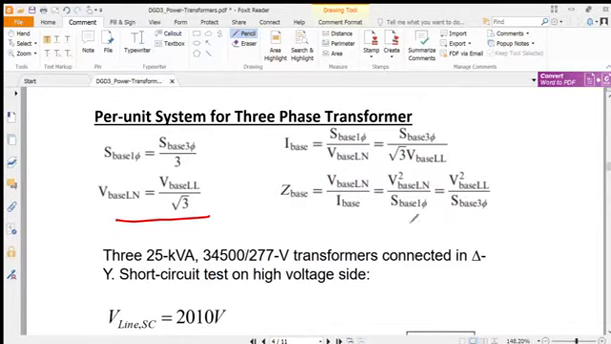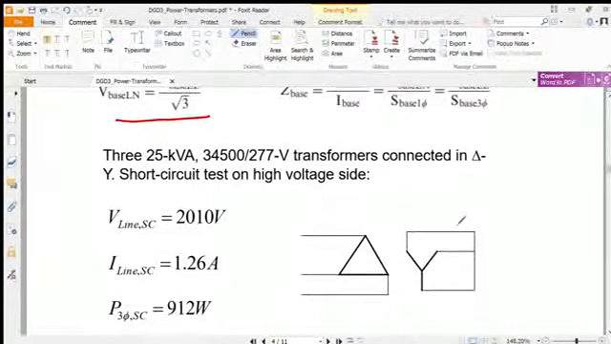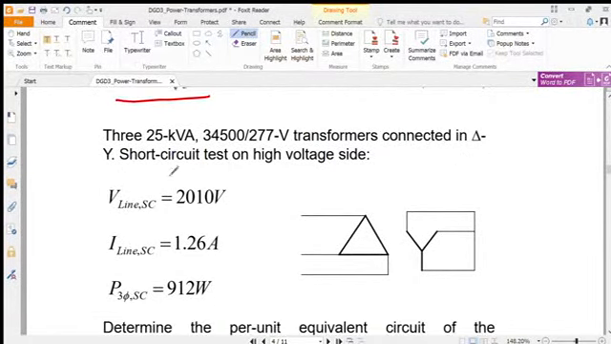So the equation is similar to this: Z base equals V base square over kVA rating. Now let's see an example. Here is a 3-phase transformer with a rating of 25 kVA. It is a step-down transformer connected in delta and Y.